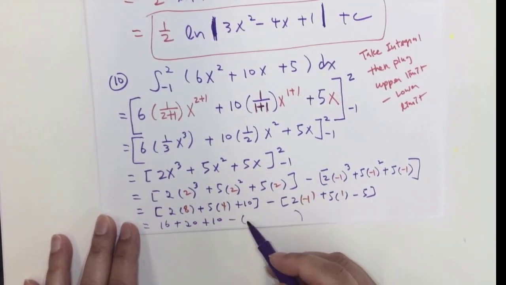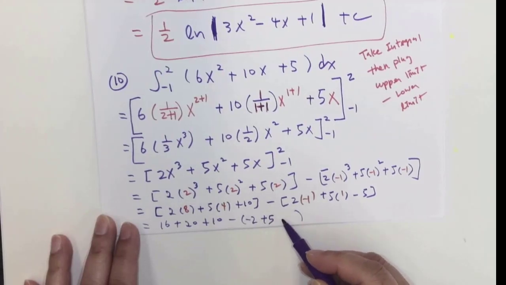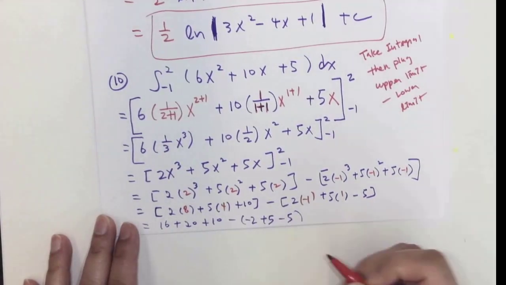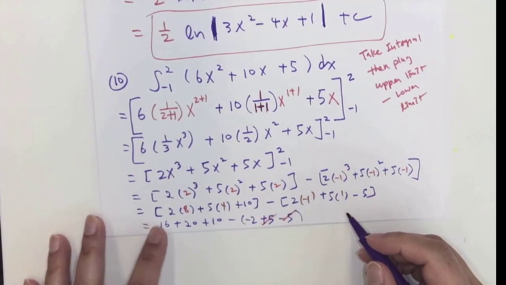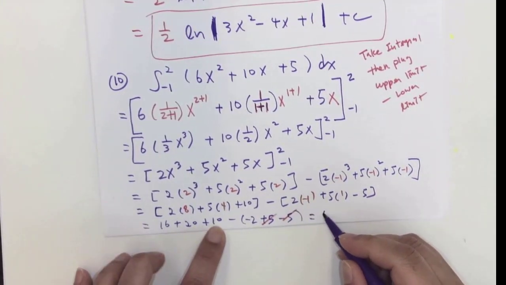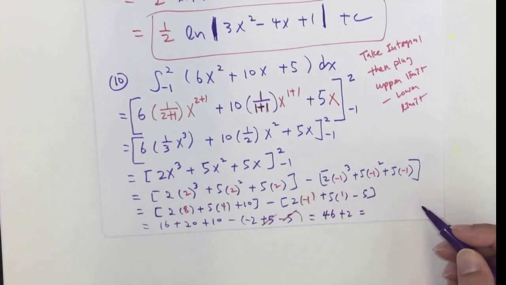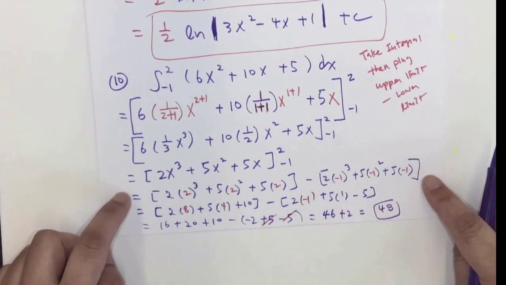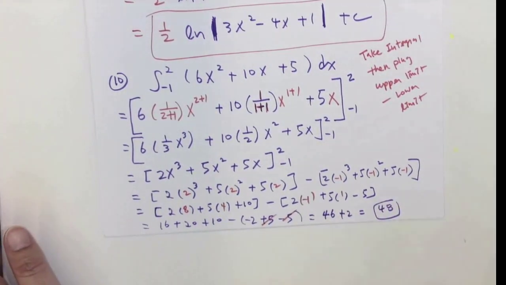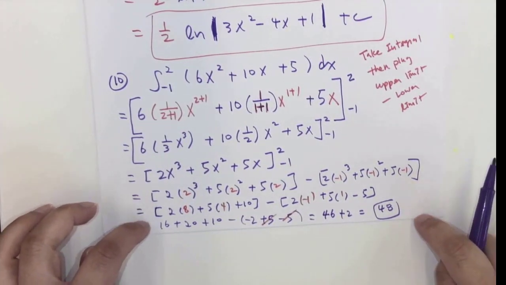Subtracting in here, we got -2 plus 5 minus 5. So these two numbers cancel. We will get this few numbers added together, like 46 plus the 2 is 48. So this is just adding numbers together. So once you get to here, upper limit plug in, subtract the lower limit plug in, and get the number.